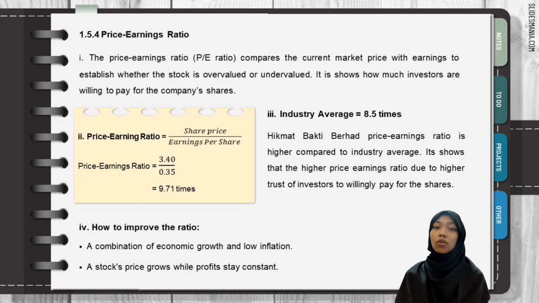Price earning ratio compares the current market price with earnings to establish whether the stock is overvalued or undervalued. The formula for price earning ratio is share price divided by earning per share, which is 3.40 divided by 0.35 equals 9.71 times. We can see that the price earning ratio in Hikmah Bakti Berhad is higher than the industry average. To improve the ratio, a combination of economic growth and low inflation is needed.